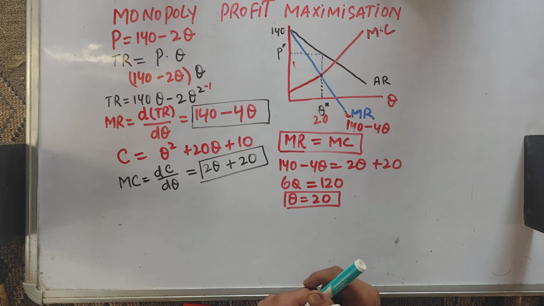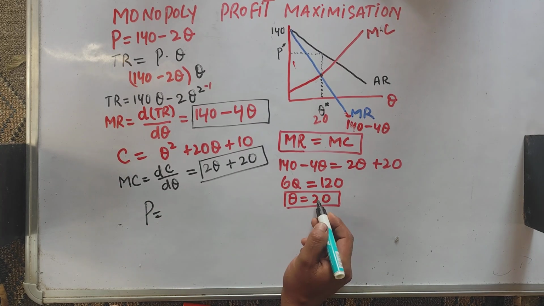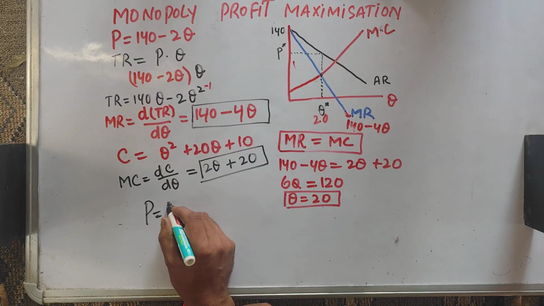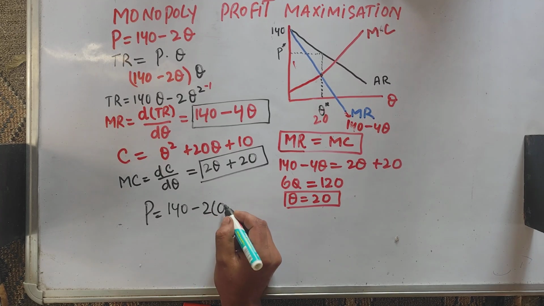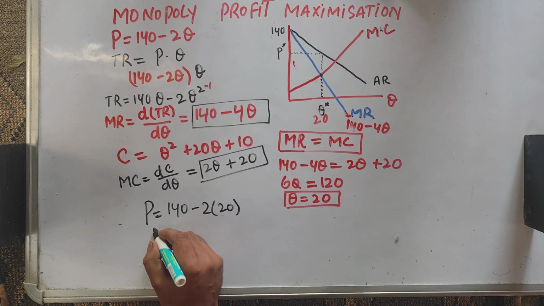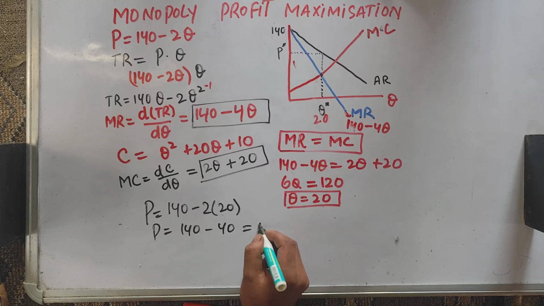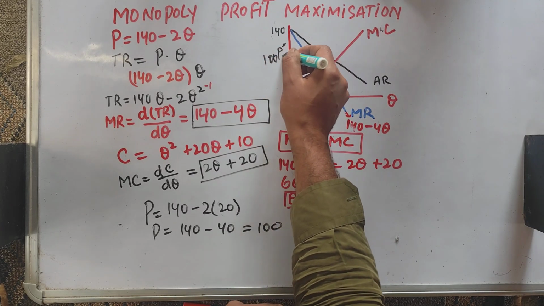Now to find out the profit maximizing price, we plug the value of the profit maximizing quantity into this average revenue function, which is our demand function, which is 140 minus 2 times the profit maximizing quantity, which is 20 here. So we get price equal to 140 minus 40, which is equal to 100. So the profit maximizing price will be 100 here.